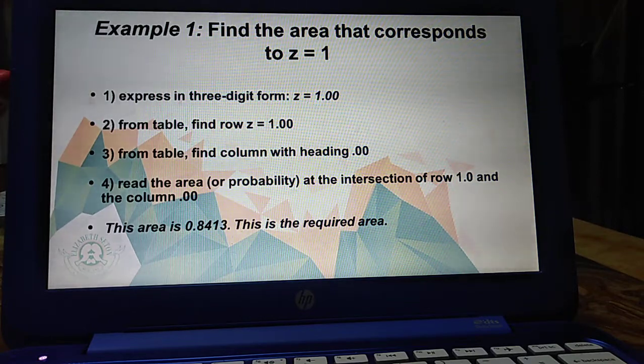Okay, let's get one example. We are to find the area that corresponds to z equal to 1. The z-score is equal to 1. We now express 1 in 3 digits, so it's going to be 1.00. From the table, on the row, we look for 1.0. And then on the column on the right, we look for 00. The intersection of the row and the column will give me the area for the z-score, which in this case is 0.8413. This is now our required area.